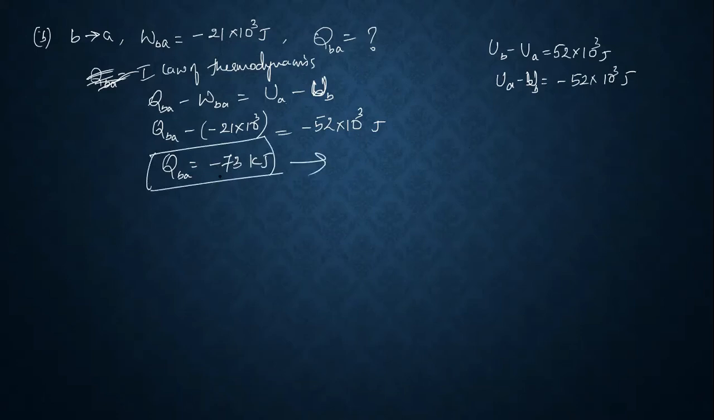Therefore, based on the sign, you tell that the system liberates 73 kilojoules of heat.